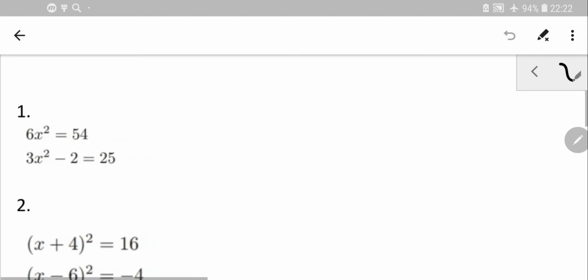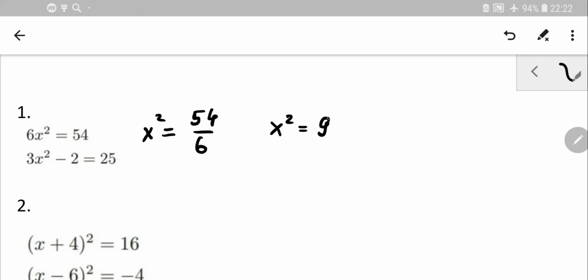Alright, first one, 6x squared equals 54. So we need to first arrange it in the form x squared equals k. So I'm just going to divide 54 by 6. In this case, I'll get x squared equals 9. Now we have this form, right?